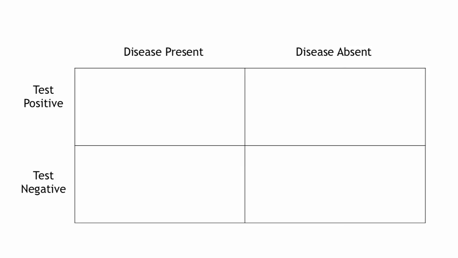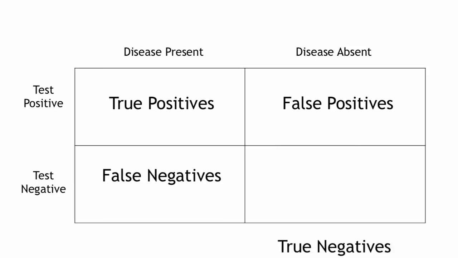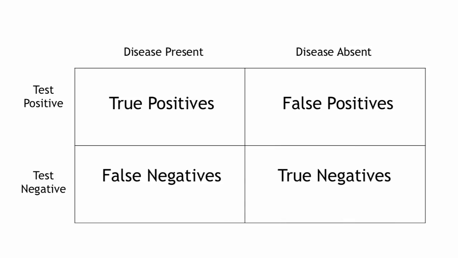So if our test is positive, our disease is there, we have a true positive. If our test is positive, our disease is not there, that's a false positive. Test is negative, disease is there, false negative. And if our test is negative and the disease is absent, that's a true negative.